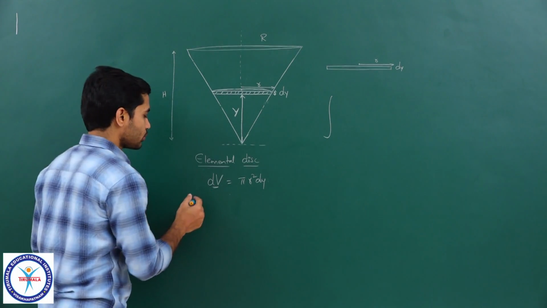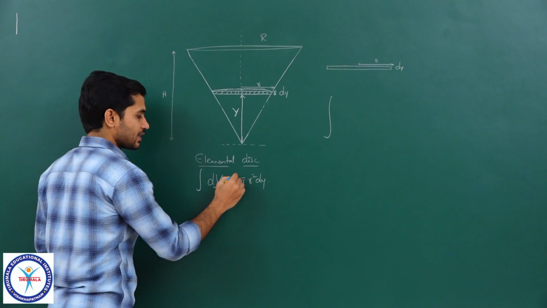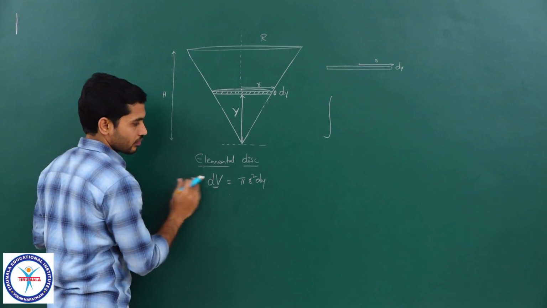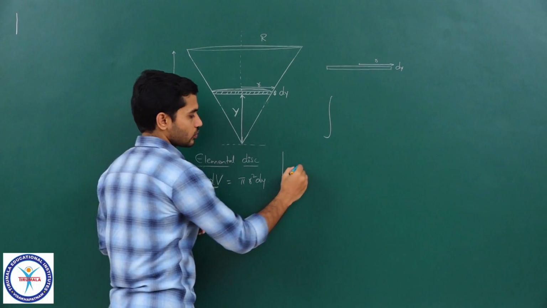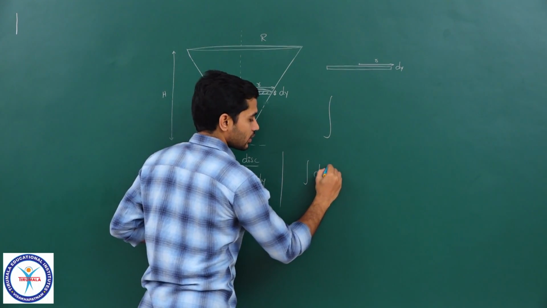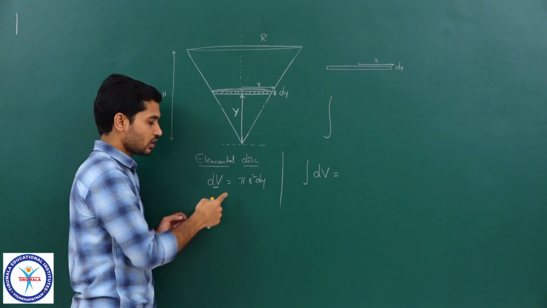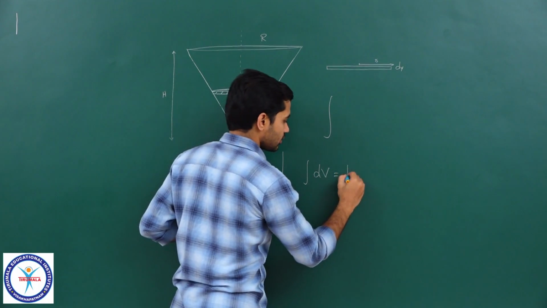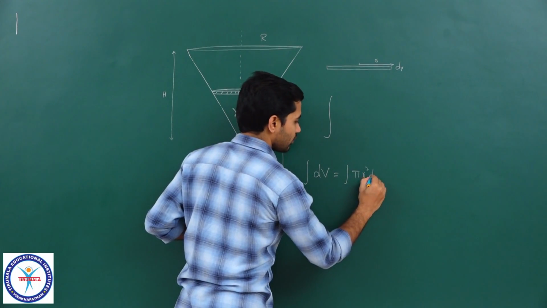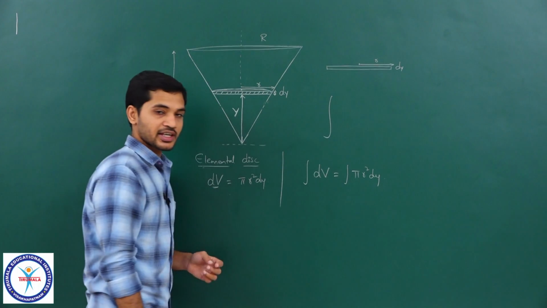So that is what I am going to do. If I put an integral, let me write it somewhere over here, in front of dV as well as on the other side, which is integral pi r square dy. So this is the expression which we have.